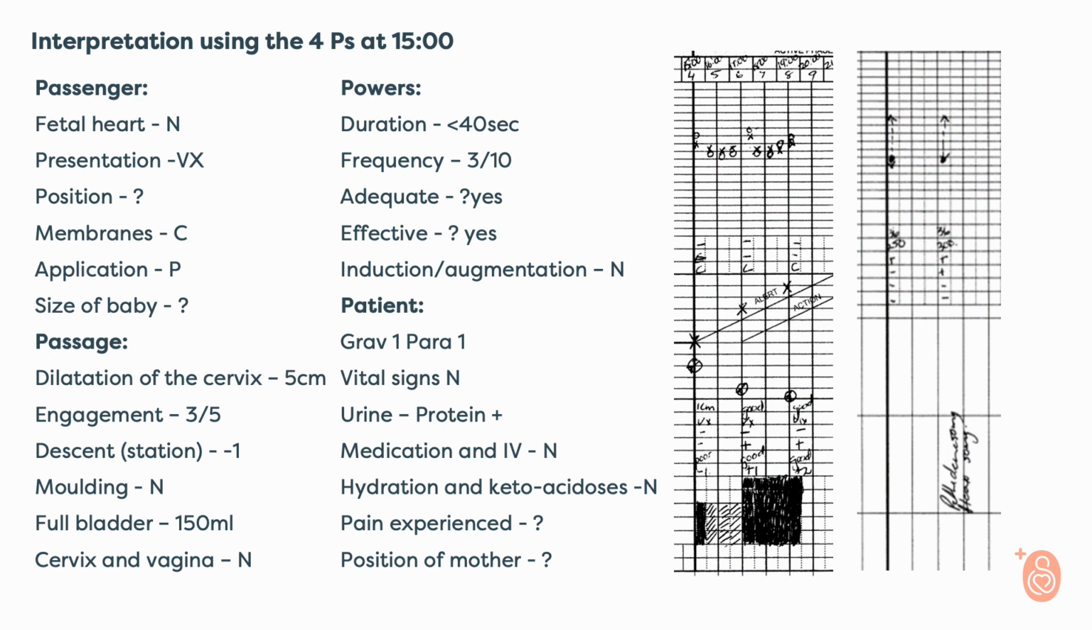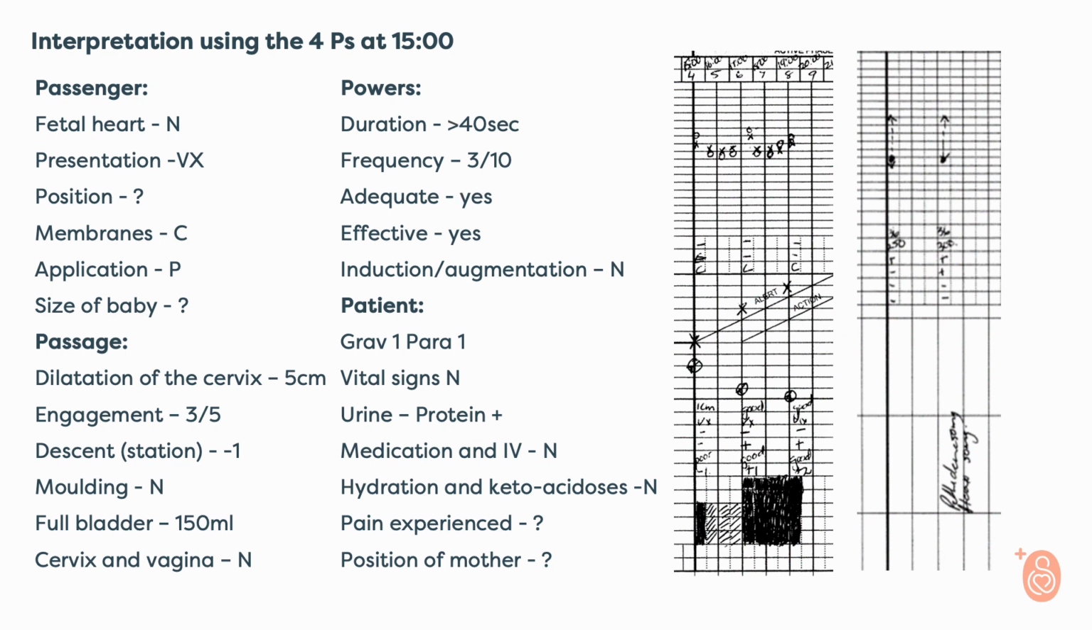Molding is normal. We've seen that the patient has in 4 hours only passed 150 ml of urine. Now it depends on how much fluid the patient has taken in over these 4 hours, but this is very little urine for 4 hours. So we really need to determine whether the bladder is full or not, and that might be one of the reasons why our descent and engagement is taking place slower than it should be. The cervix and the vagina are still.